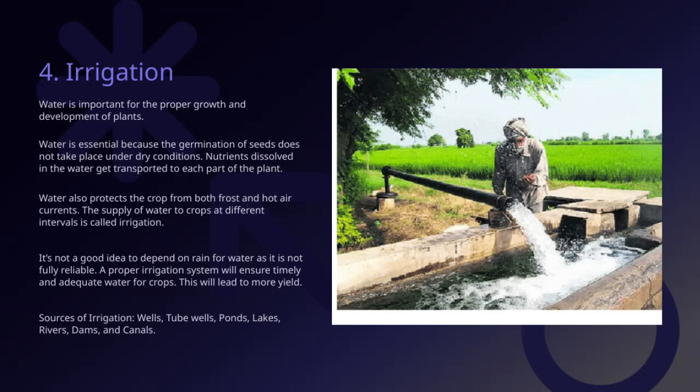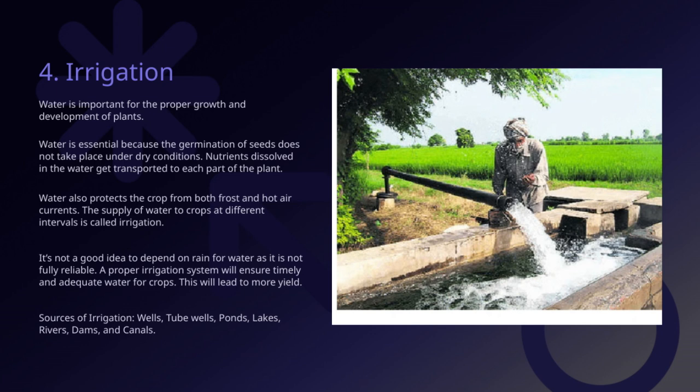Let's talk about the various sources of irrigation. Common methods include wells, tube wells, ponds, lakes, rivers, dams, and canals. These are essential because relying solely on rain isn't always dependable. You see, a proper irrigation system ensures that crops receive water at the right time and in the right amount, which ultimately leads to higher yields.